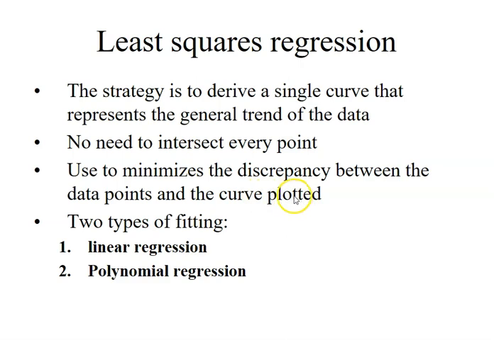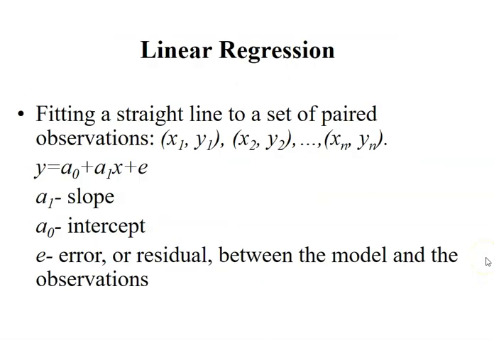All right. There are two types of fitting. The first one is linear regression, and the second one is polynomial regression. So let's look at the first one, linear regression. Okay, so what is linear regression? It's all about fitting a straight line to a set of paired observations.